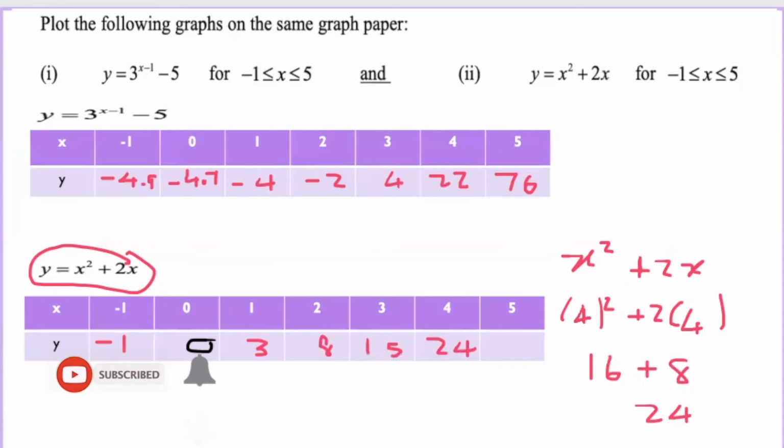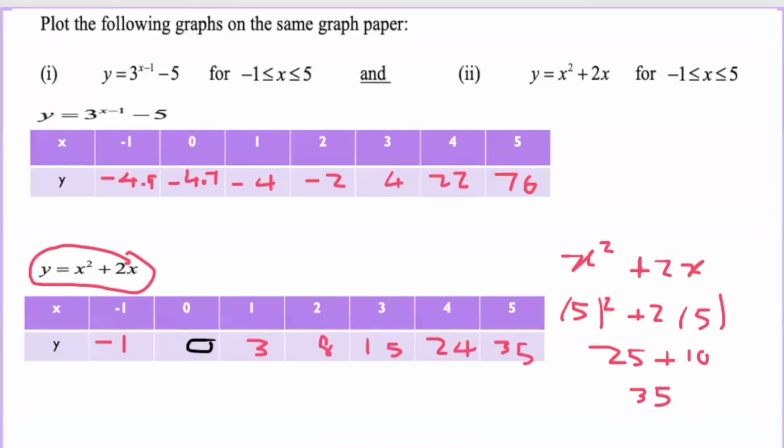The last one is 5. So I'll replace x with 5. So I'll have 5 squared plus 2 times 5. 5 squared is 25. 2 times 5, that's 10. So this will give me 35.